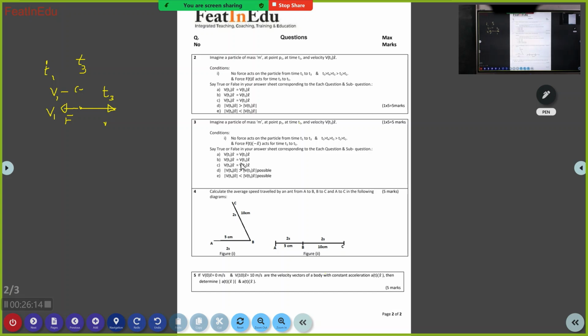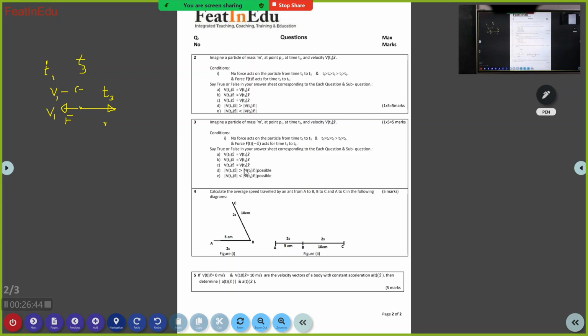So V at T3 is equal to V at T1 is true. Got it? Yes. Now what is that? V at T4 is equal to V at T2. False. False? Yes. Why? Sir, slowly. V at T4 x cap is equal to V at T2 x cap.